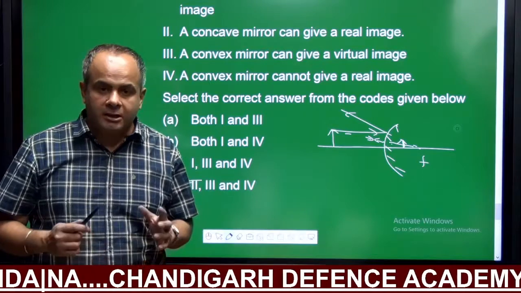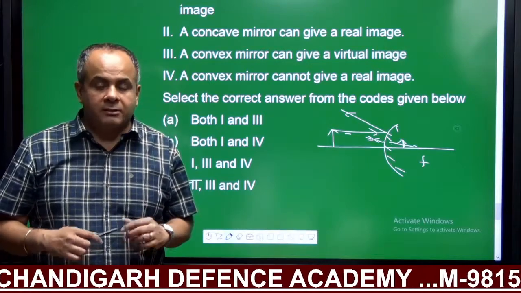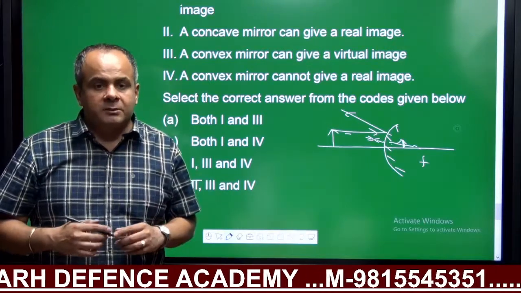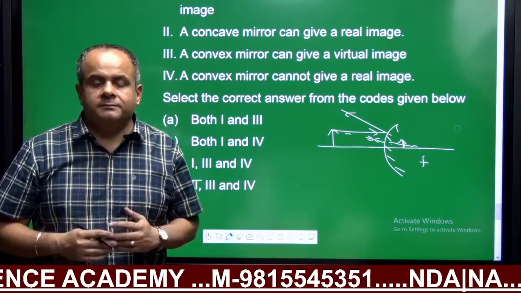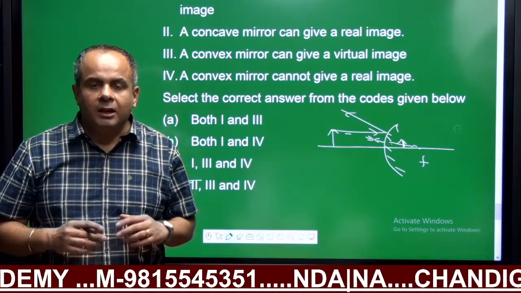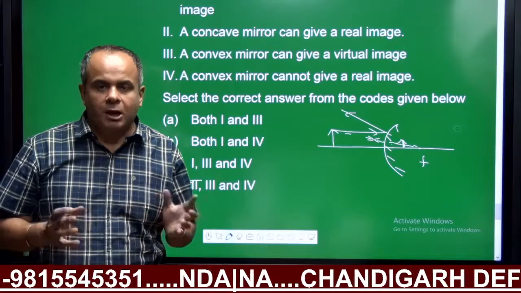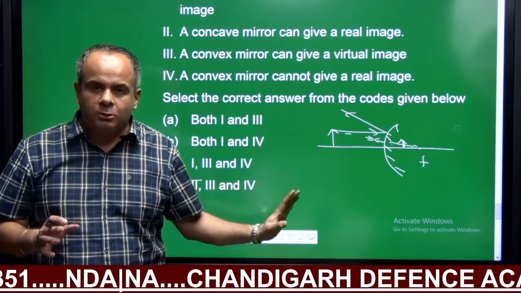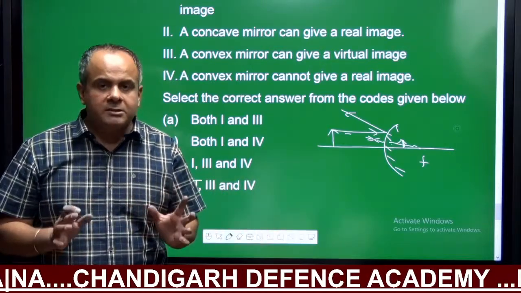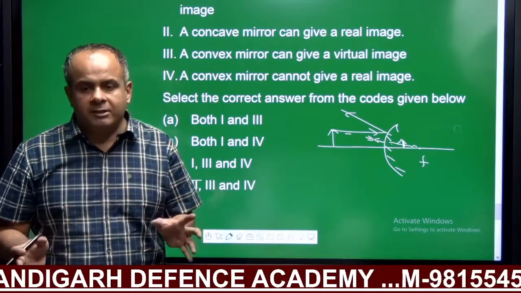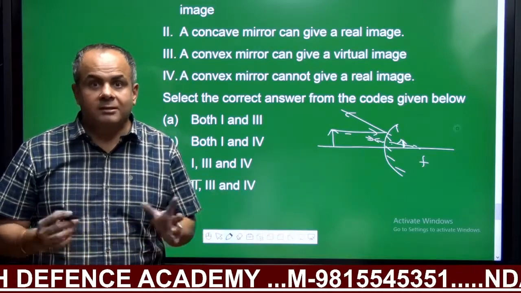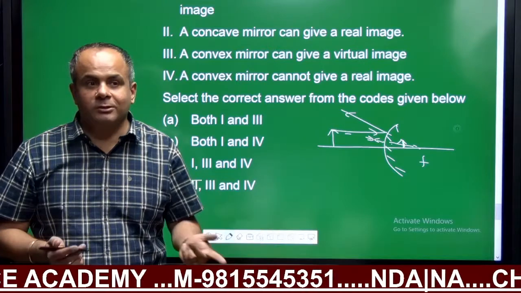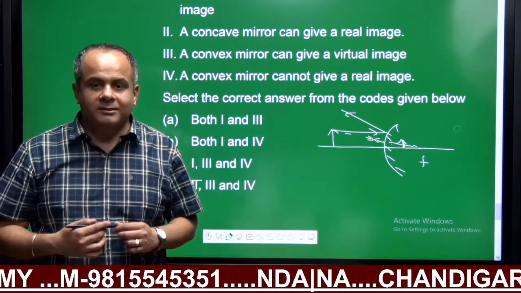Concave mirror can give a real image. A convex mirror can give a virtual image, it does. A convex mirror cannot give a real image, so it's all fine. Understood? How the images are formed? Question तो हो गया. Understood how the images are formed in the concave mirror and convex mirror? Yeah, मैंने बनाया तभी confusion तो हो गई. तभी मैंने बनाया है. ठीक है?